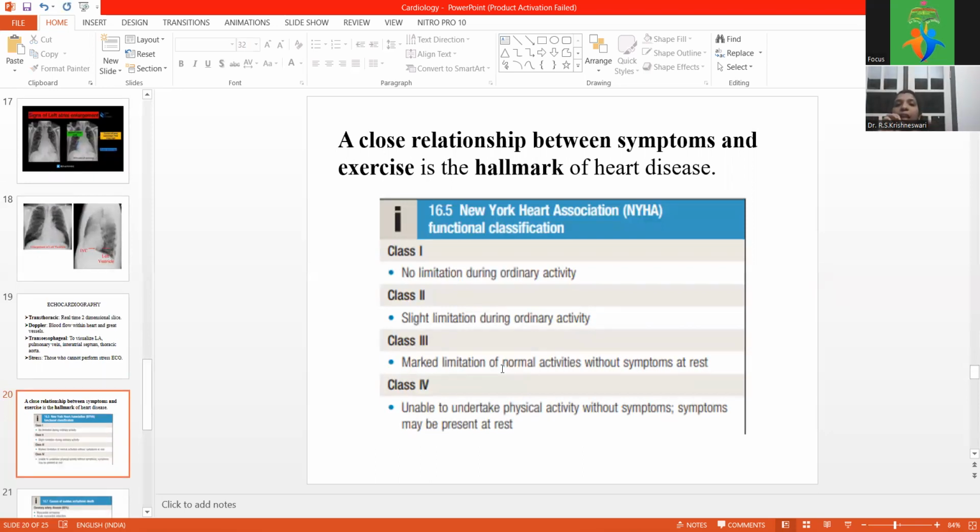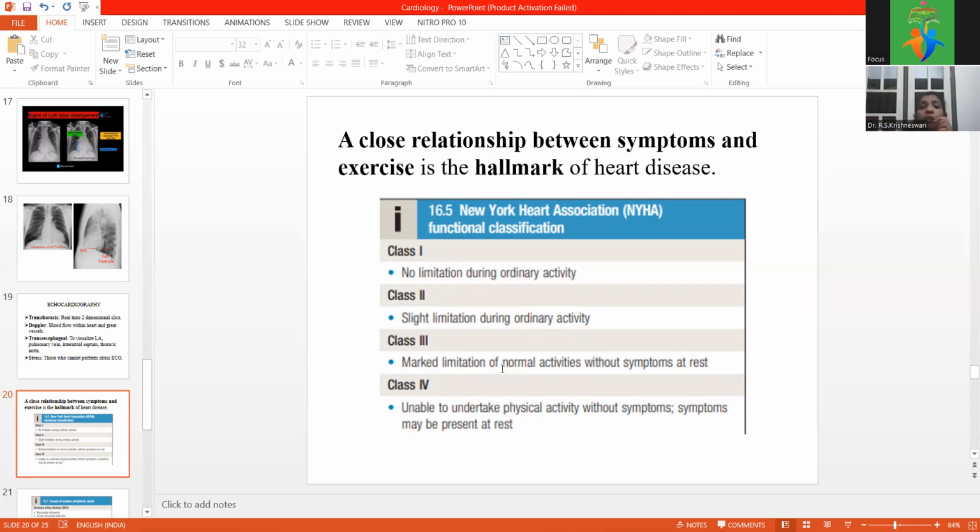This slide is very, very important. This is a direct statement from Davidson: a close relationship between symptoms and exercise is the hallmark of heart disease. When a patient is doing some exertion and there is presence of symptoms, it is the hallmark of heart disease. Very, very important direct statement from Davidson.